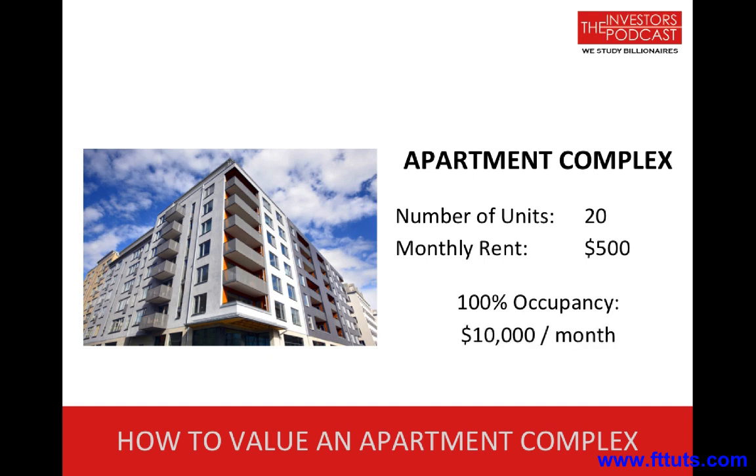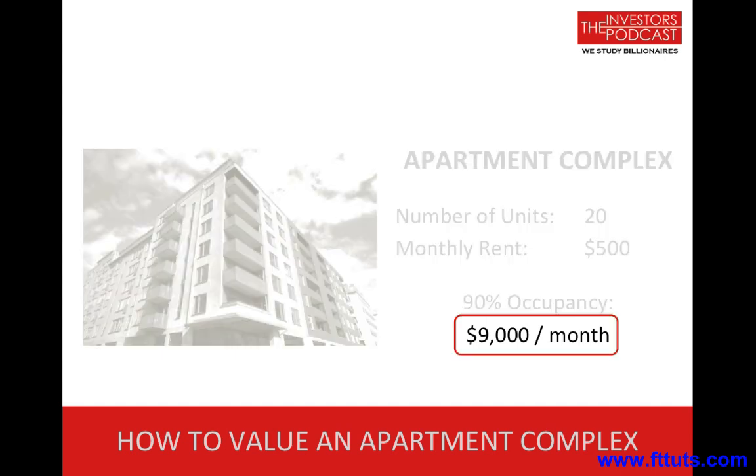To add a sense of realism to this, let's just say that the occupancy rate of the apartment building is 90%. That means that at any given time, 90% of all the units inside of the apartment building are actually rented. So under that situation, the apartment complex would bring in $9,000 a month based on those figures. This number is important because this is what we commonly refer to as the top line.